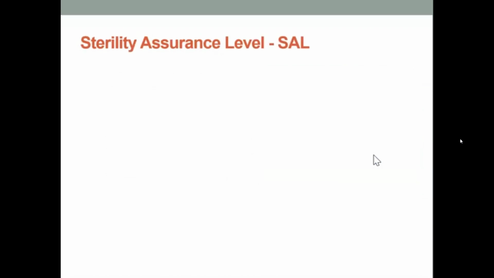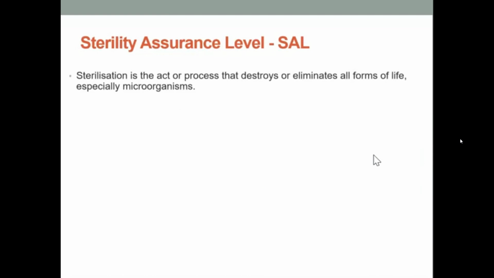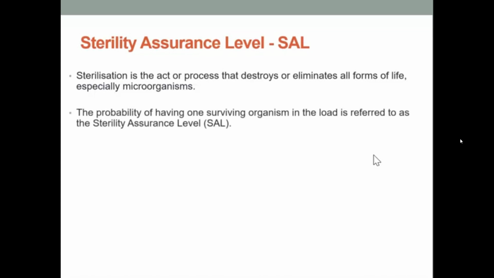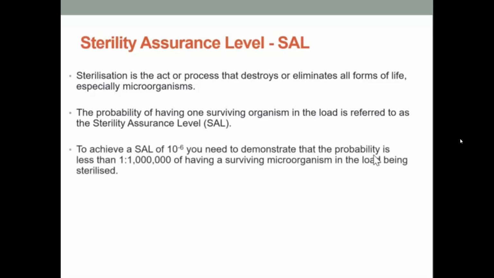Sterility assurance level, SAL. Sterilization is the act or the process that destroys or eliminates all forms of life, especially microorganisms. The probability of having one surviving organism in the load is referred to as the sterility assurance level, the SAL. To achieve a SAL of 10 to the minus 6, you need to demonstrate that the probability is less than 1 in 1 million of having a surviving microorganism in the load being sterilised.